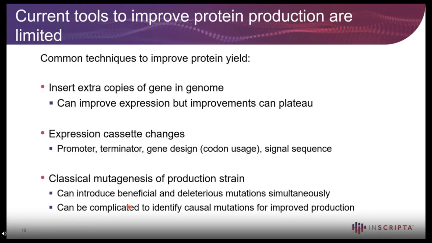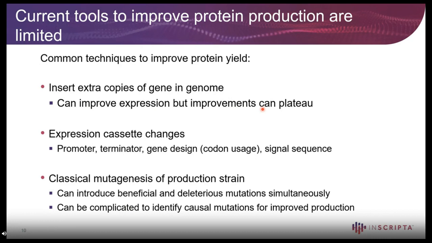So the current tools to improve protein production are actually quite limited right now. And I used to work at an enzyme company where these are some of the tools that we used in order to improve the expression of a protein that we're interested in. So one common strategy is just to insert extra copies of the gene into the genome. And this definitely can improve expression, but the improvements often plateau once you insert many copies of that gene.